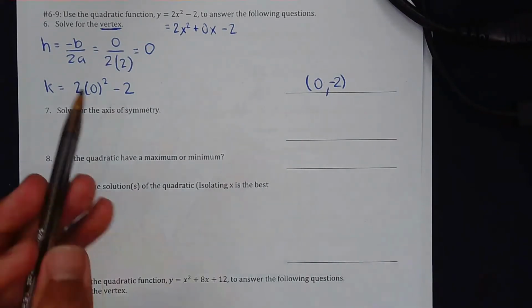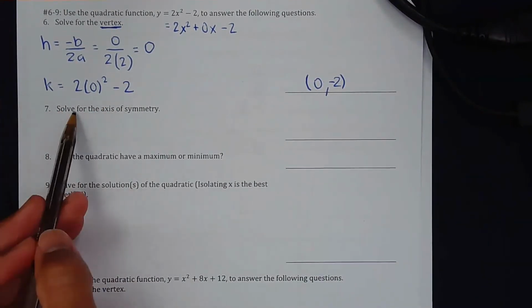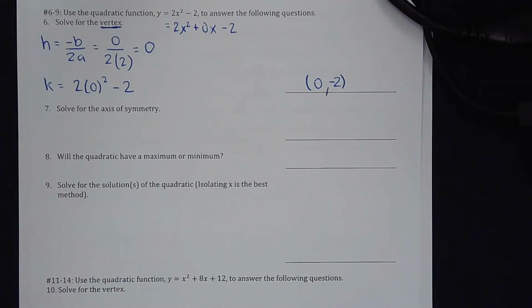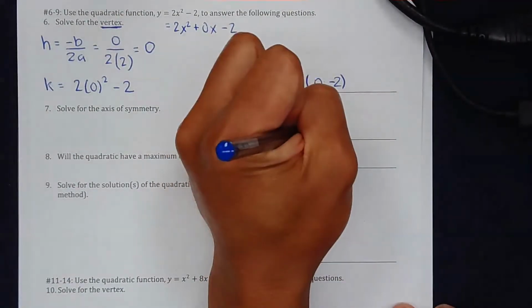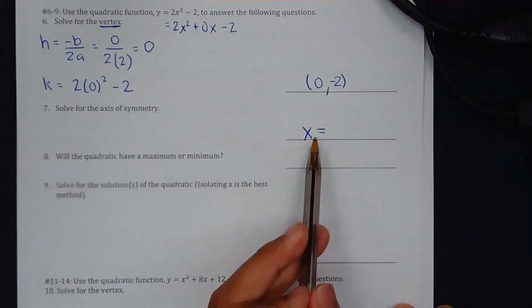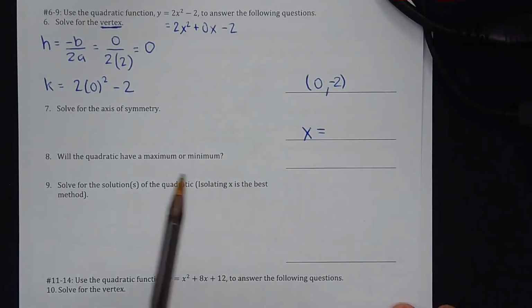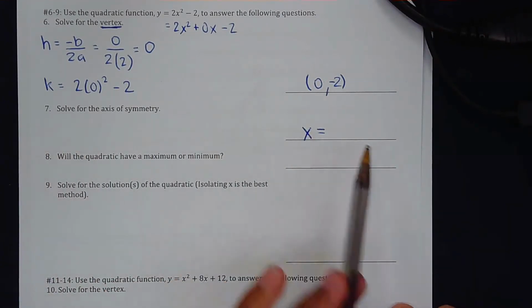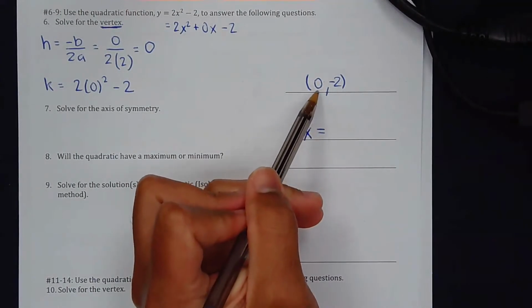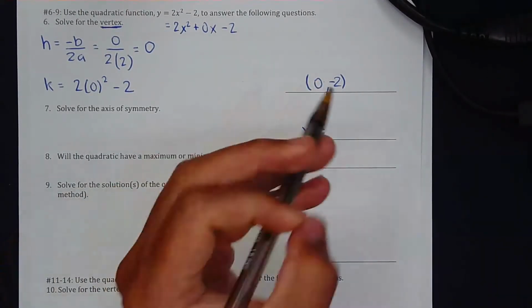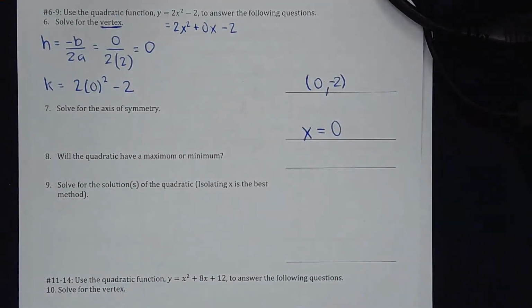All right, solve for the axis of symmetry. As you guys know, in your notes you should have this: the axis of symmetry answer is literally just you put x is equal to. Remember, you need to have x is equal to, because our axis of symmetry is a vertical line. You need to have this whole equation. So x is equal to, and then you just bring down this x coordinate. X is equal to 0. That's all you have to do.